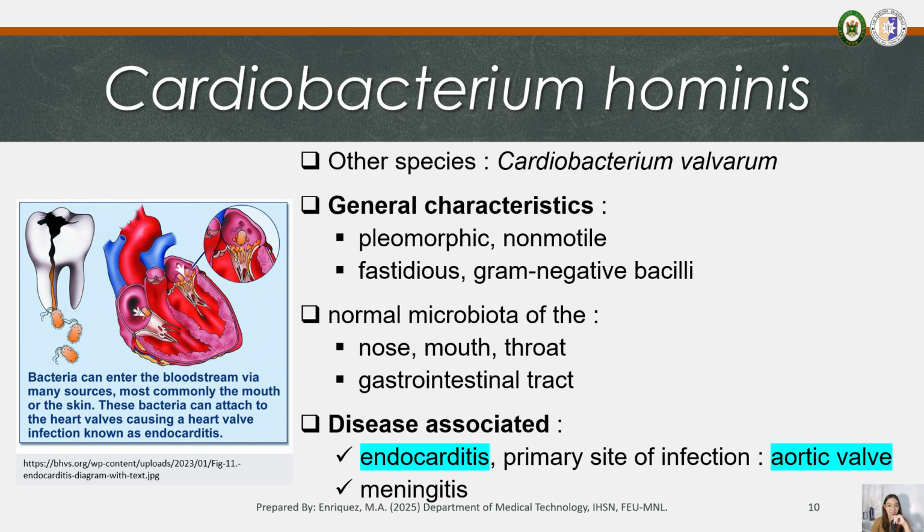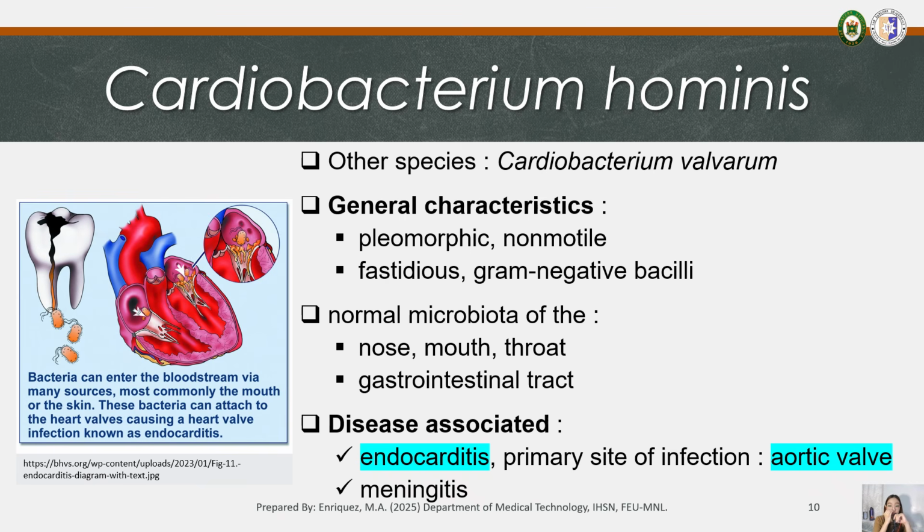Next is the letter C in HACEK, which stands for Cardiobacterium hominis. They are pleomorphic, non-motile, fastidious, gram-negative, which if you haven't noticed, they all are. Okay? Almost all organisms in this chapter, ganyan po ang description. So aside from the oral cavity, this could also be found in the throat and gastrointestinal tract.